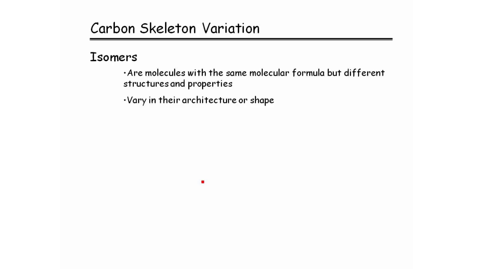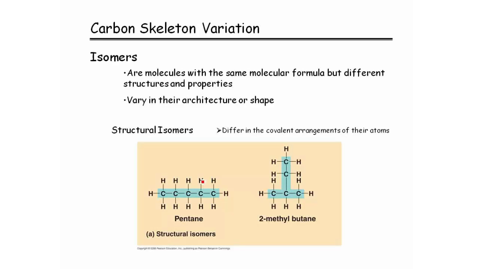We will see that one theme throughout this semester is going to be that the shape of a molecule is really crucial for its overall function inside the cell. So isomers would have different properties. One type of isomer is what we call a structural isomer. Structural isomers essentially differ in the covalent arrangement of their atoms. So they're connected together in different ways.